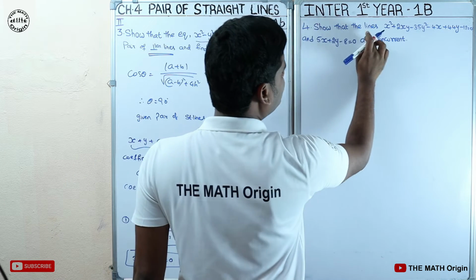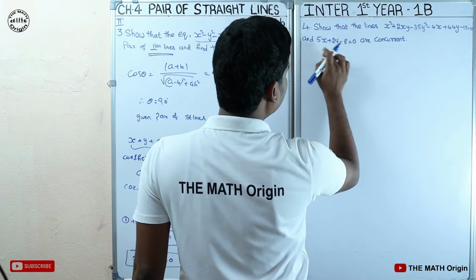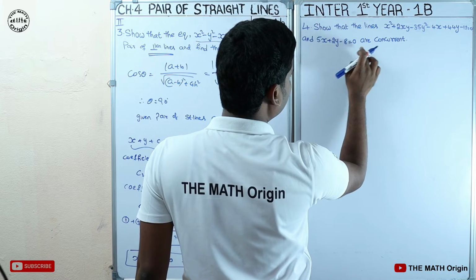Next, fourth question. Show that the lines of the pair of straight lines and 5x plus 2y minus 8 are concurrent.